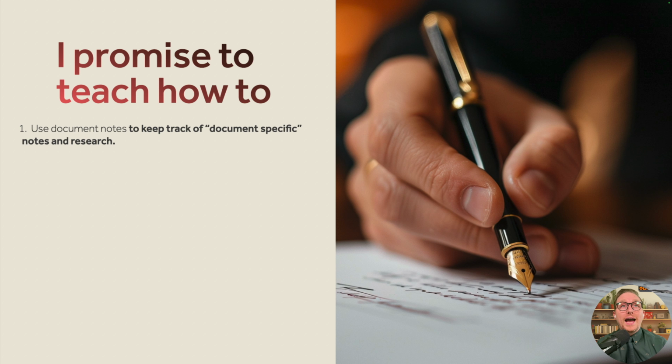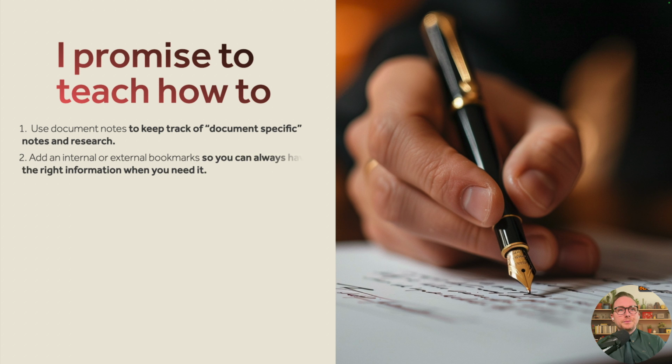1, I promise to teach you how to use document notes to keep track of document-specific notes and research. So you need to understand what document-specific means and how that applies to your notes in Scrivener. 2, how to add an internal or external bookmark so you can always have the right information when you need it, okay? So how to get those added, how to use them. We're also going to look at how to set those up as document-specific as well as project-based. So you can determine if you just want that available in a single document or if you want it available anywhere you're in the project, right?